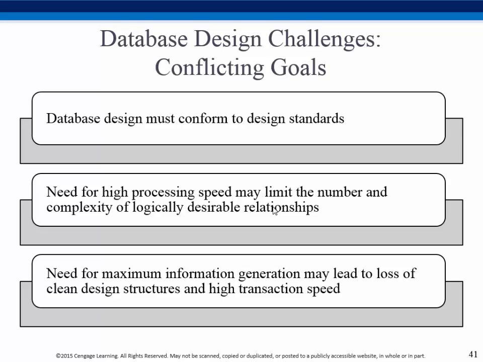It talks a little bit about challenges to database design. Of course, you can have conflicting goals. Database design must conform to design standards. The need for high processing speed may limit the number and complexity of logically desirable relationships, and the need for maximum information generation may lead to loss of clean design structures and high transaction speed.